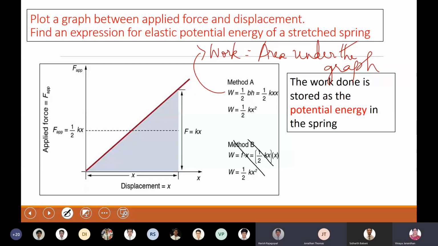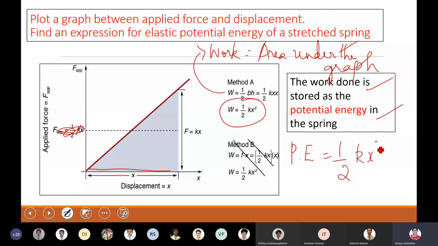So that will be half base into height. Base is x. Height is, you know that for the spring, applied force F is equal to kx. You need not write all these things, this is more than enough. So kx into x. This work done is stored as the potential energy in the spring. So the potential energy of the spring is half kx squared.